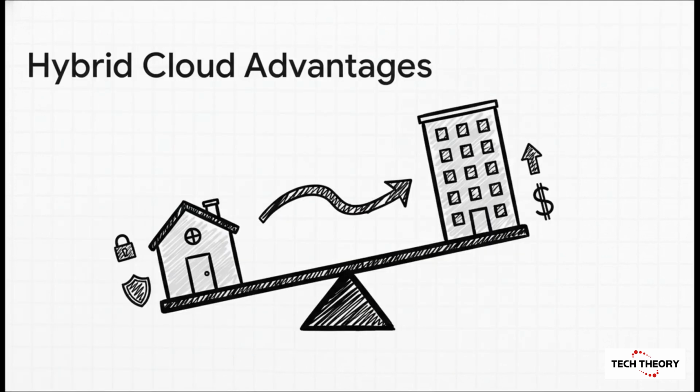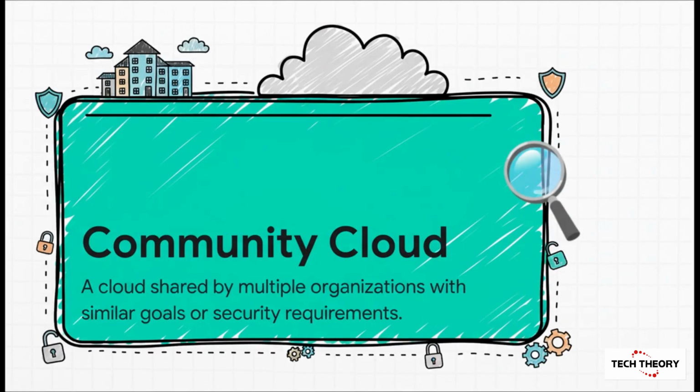And right here, you can see the strategic genius in action. It's the ultimate balancing act. You get the ironclad security of a private cloud for what matters most, but you also get the incredible cost efficiency and scale of the public cloud whenever you need it. Best of both worlds. And finally, we've got the community cloud.